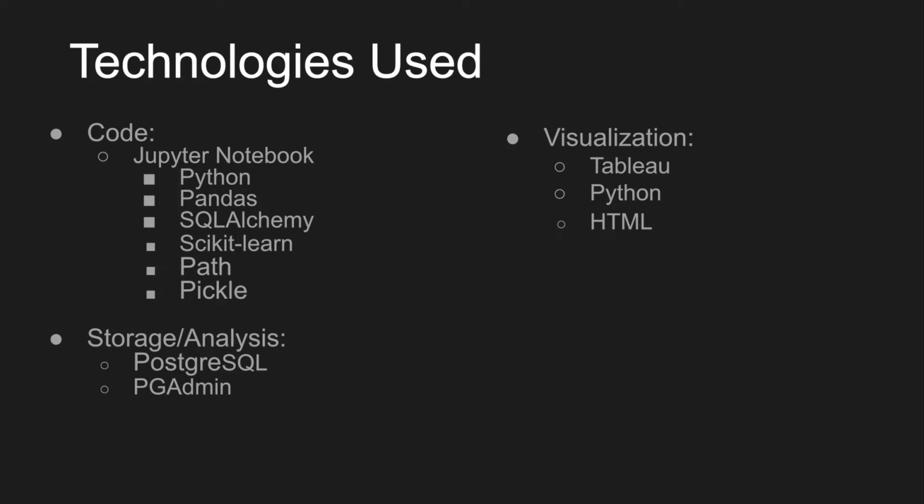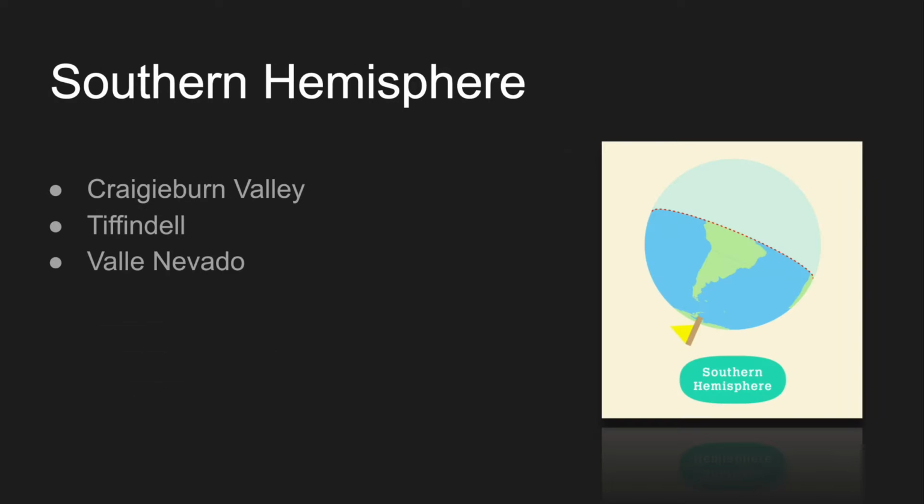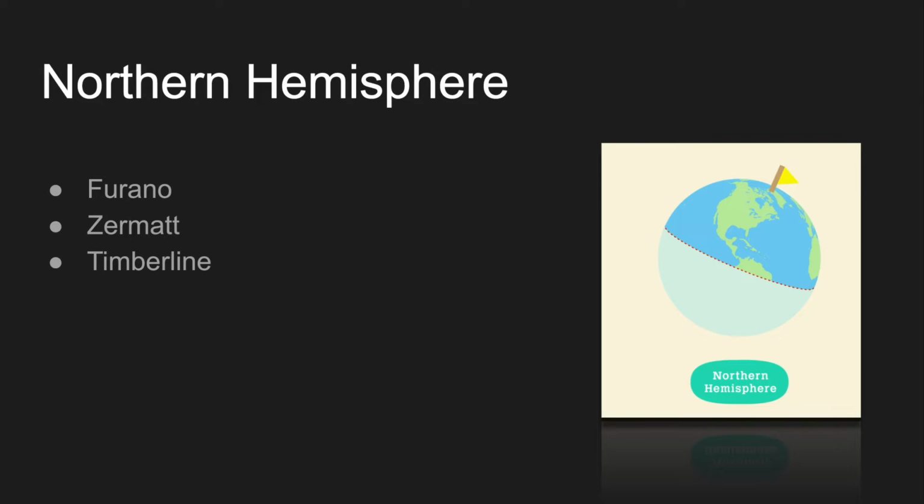For coding, we use Jupyter Notebook, Python, Pandas, SQL Alchemy, scikit-learn, Path, and Pickle. For storage and analysis, we use PostgreSQL, pgAdmin, and for visualization, we use Tableau, Python, and HTML. The resorts we chose to analyze in the southern hemisphere are Craigieburn Valley in New Zealand, Tiffindale in South Africa, and Valle Nevado in Chile. In the northern hemisphere, we looked at Furano in Japan, Zermatt in Switzerland, and Timberline right here in Oregon.